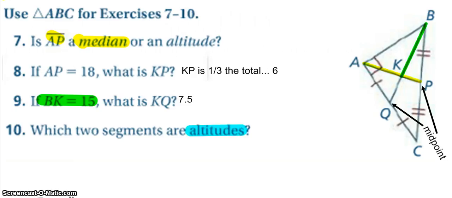And when we're looking for altitudes, we must come from a vertex point to the opposite side perpendicularly. So what we see is from my vertex point perpendicular to the opposite side is right there. From my vertex point perpendicular to the opposite side is right there. So AB and AC are both altitudes in this triangle.